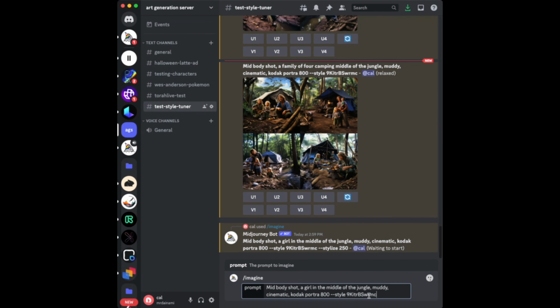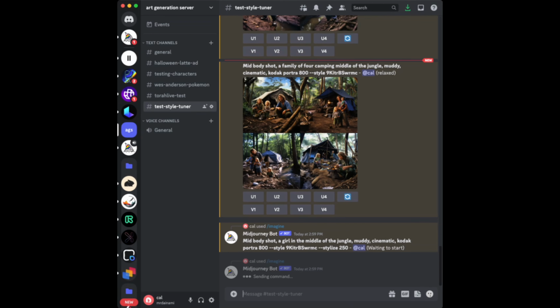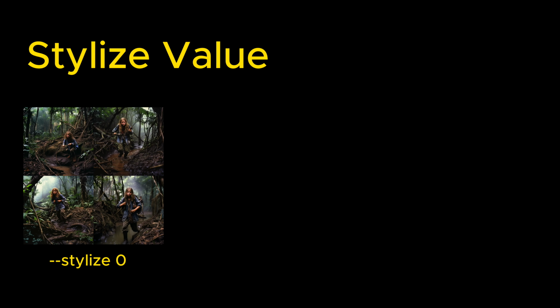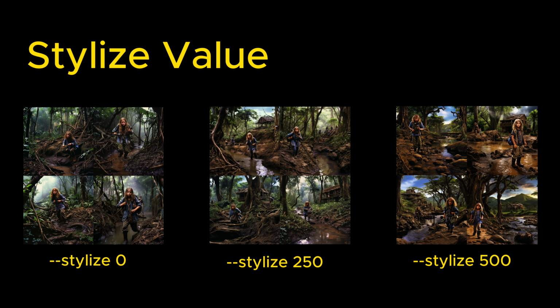Now, besides creating the Style Tuner, there are additional features you can play around with to get different results for your generation. First off is the stylize value. The higher the value, the more influence it will be from your Style Tuner. Here's an example to showcase the difference between 0, 250, and 500. And this is also another value you can play around with to decide how you want the style to influence your image.